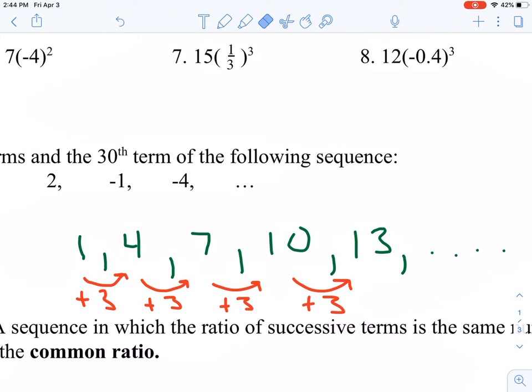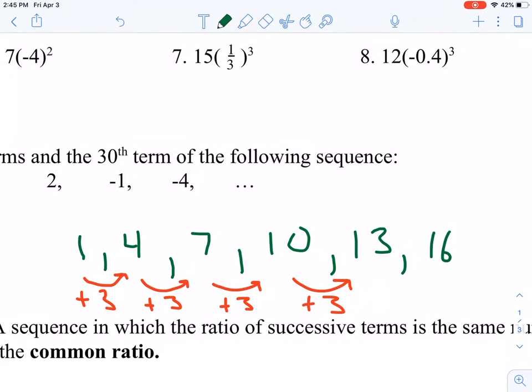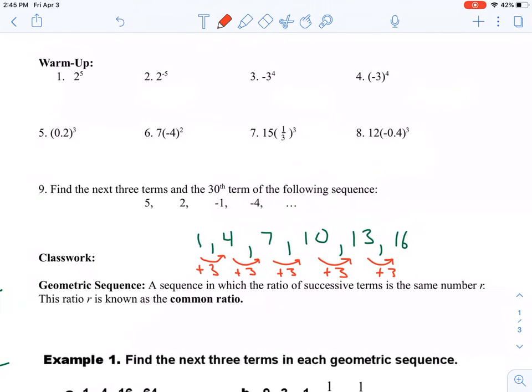So if I wanted to come up with the next term, obviously it would be pretty simply 16, right? Because we just continue that plus 3 pattern. Geometric sequences are different, not much more difficult though. A geometric sequence is a sequence in which the ratio of successive terms is the same number, and we call that number r. This ratio r is known as the common ratio.